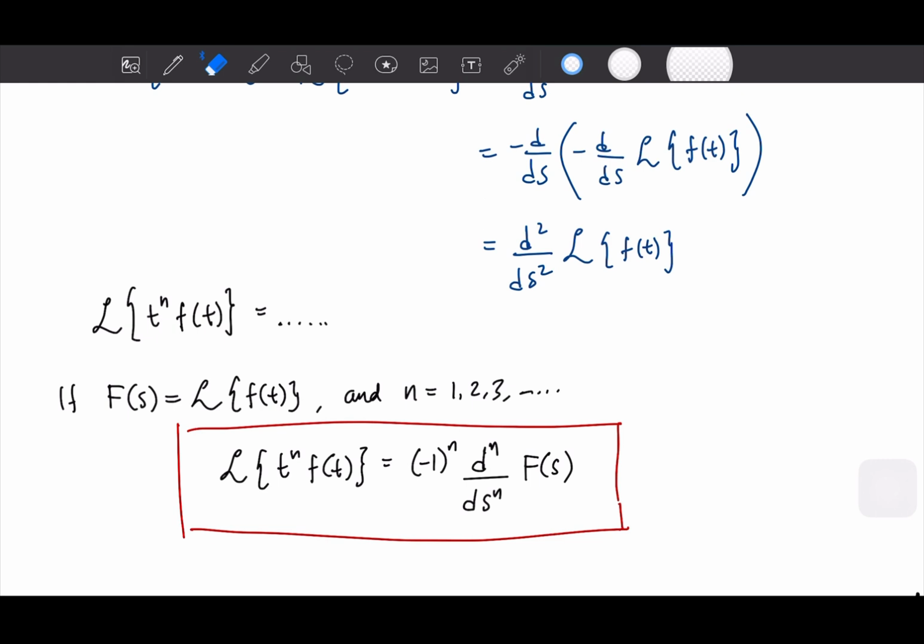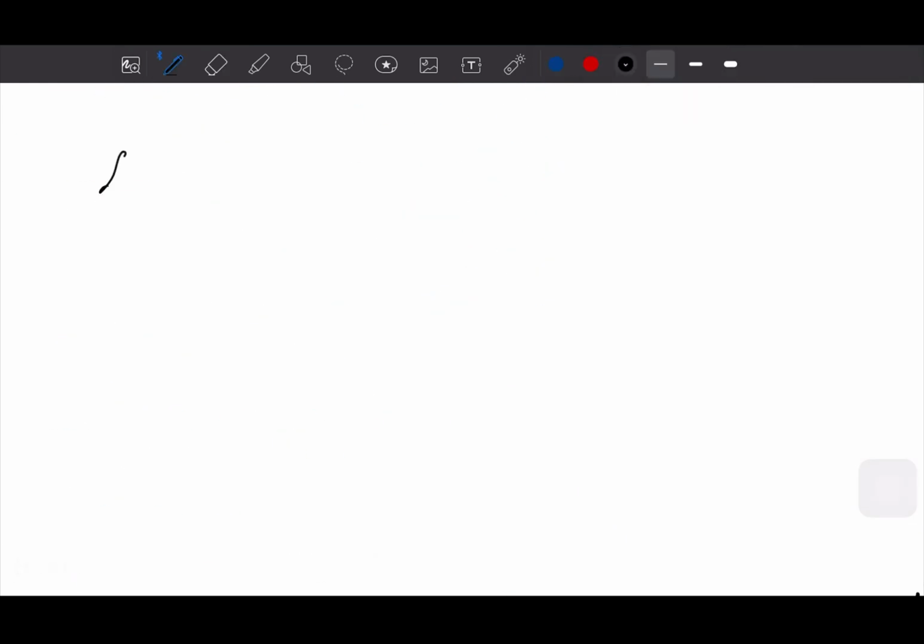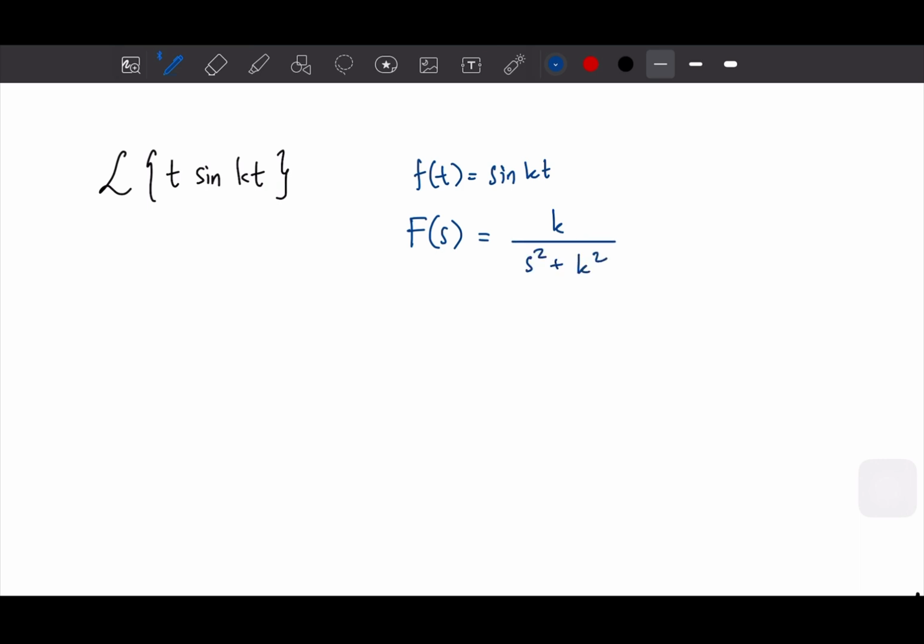Okay, let me show you. So first, if we take the Laplace of t sine kt, with k a constant, we could start with f(t) equals sine kt. Then as a Laplace, we take the capital F, for sine, as k over s squared plus k squared.